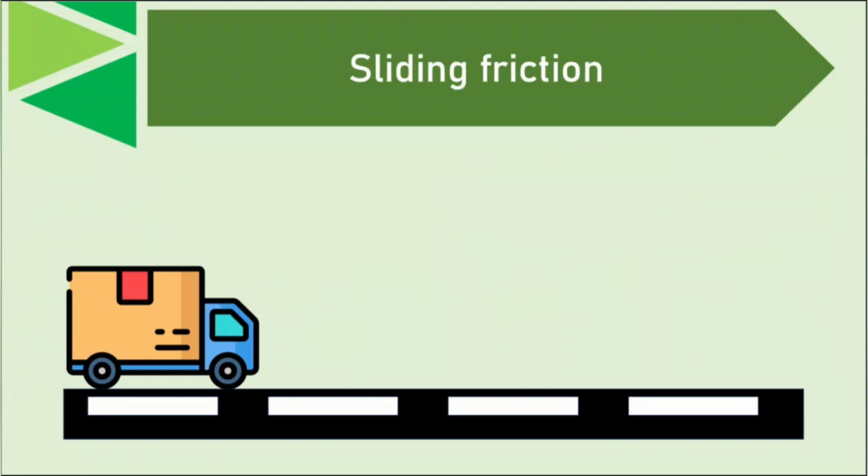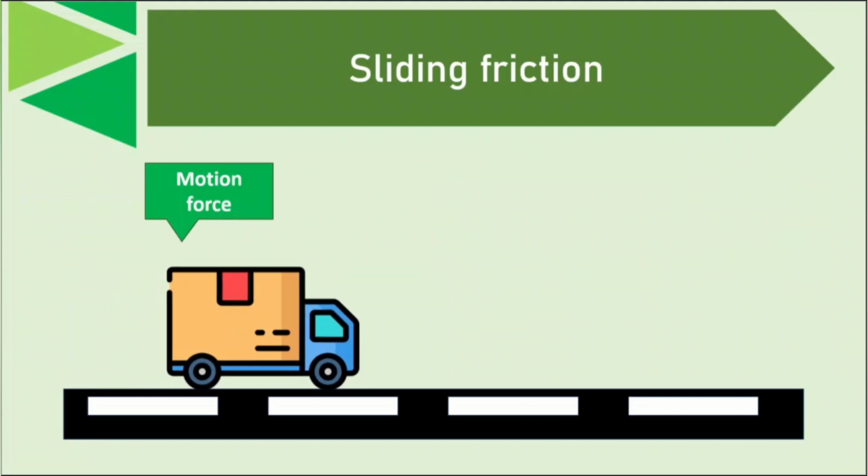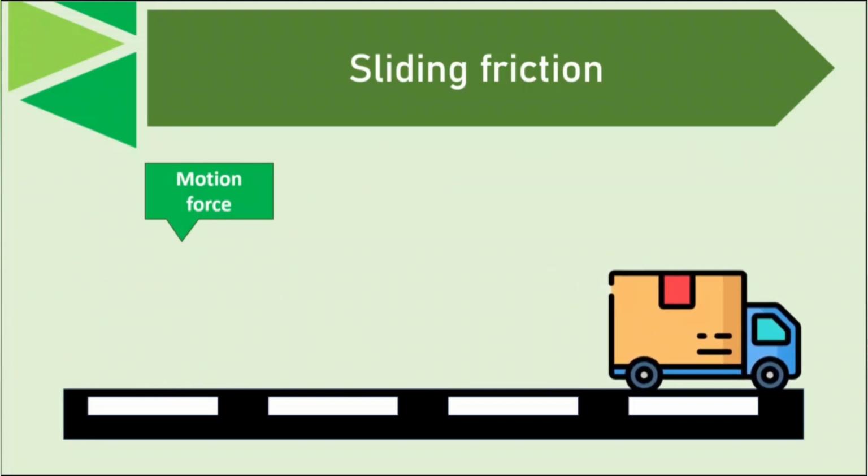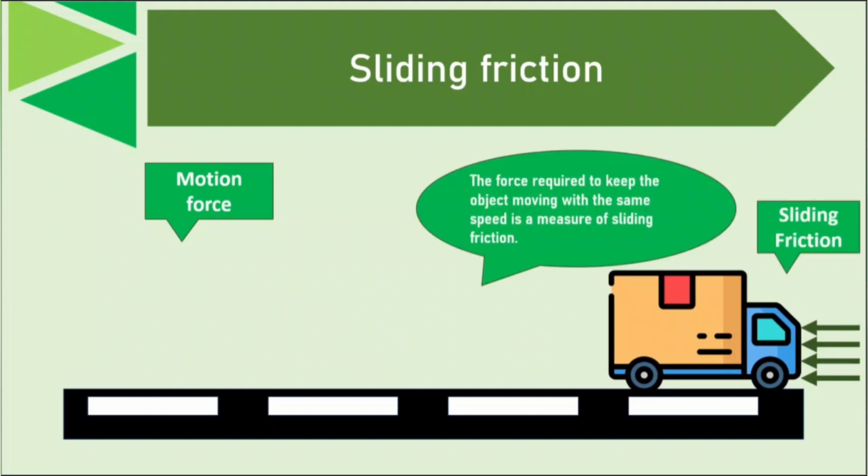The next one is sliding friction. So whenever there is motion, there is obviously an opposing force. So the opposing force of motion is simply sliding friction. The force required to keep the object moving with the same speed is a measure of sliding friction. Alright, so basically, whenever an object is moving, it is going to have some opposing force, which is friction.